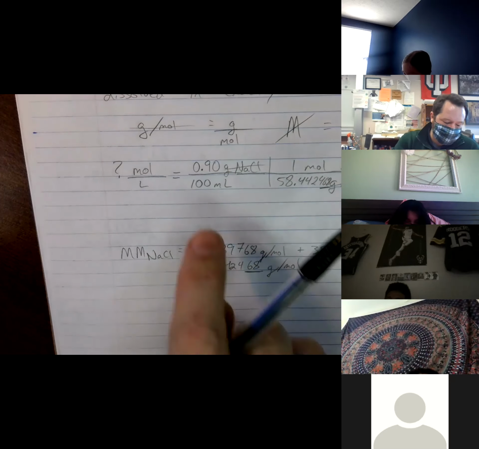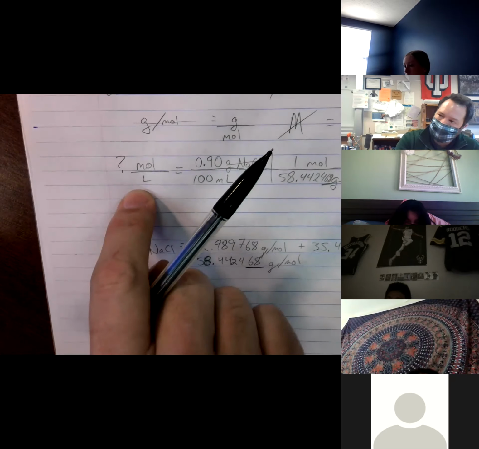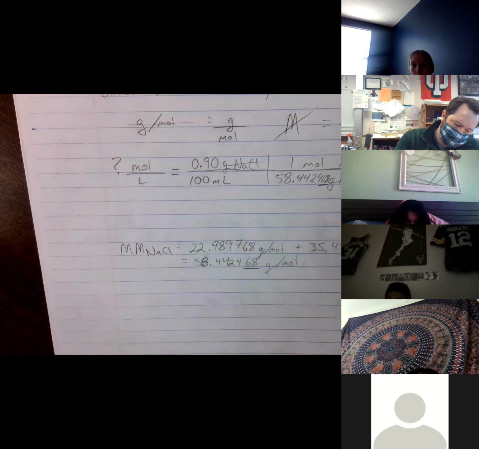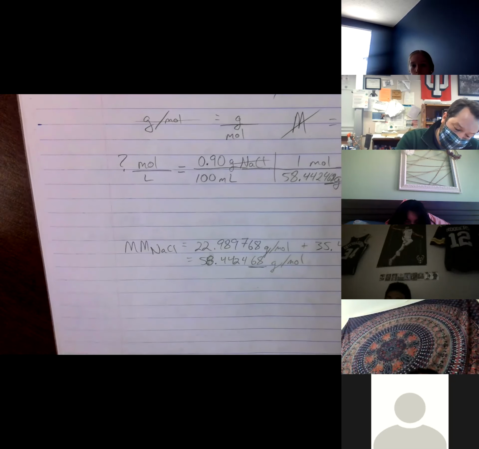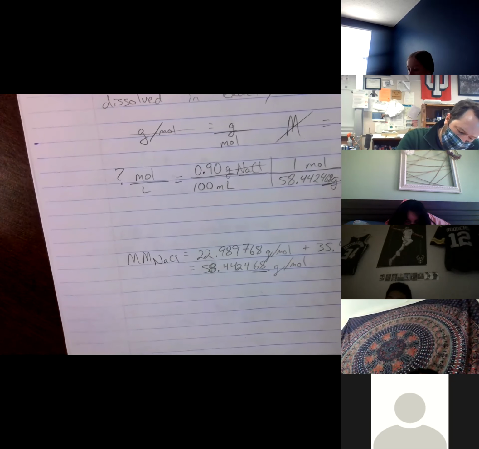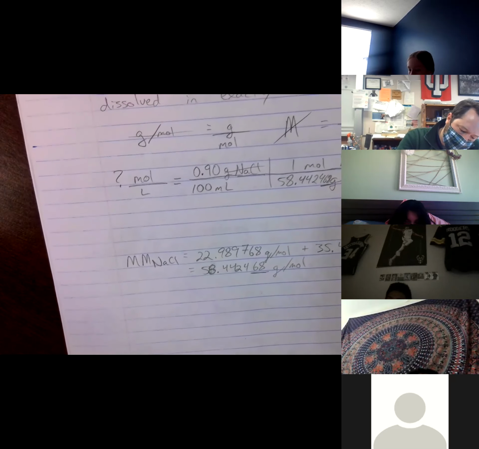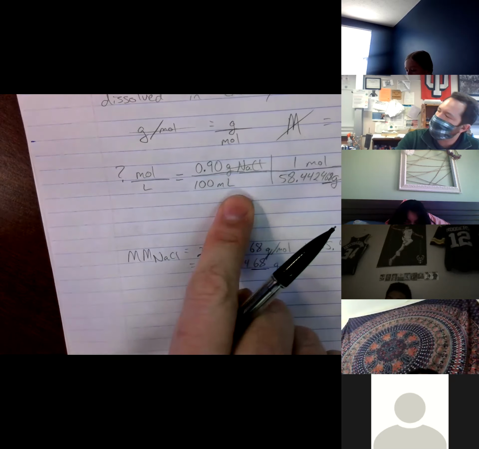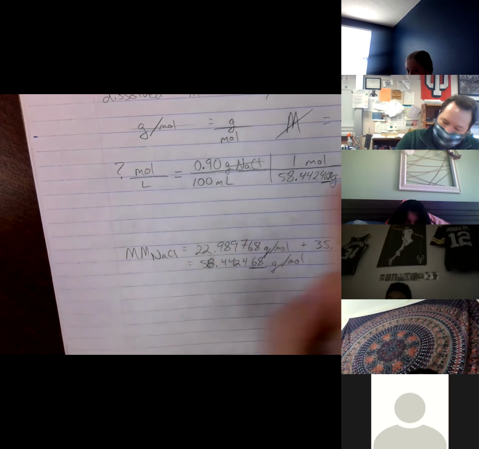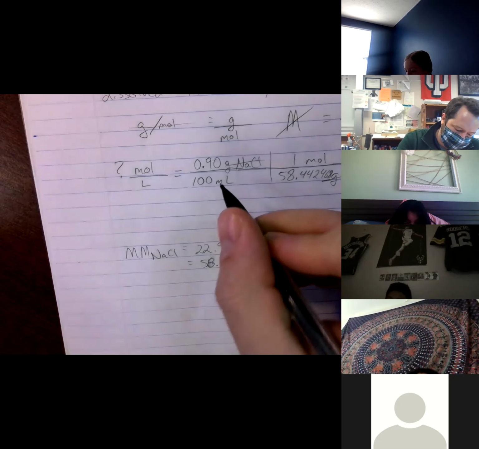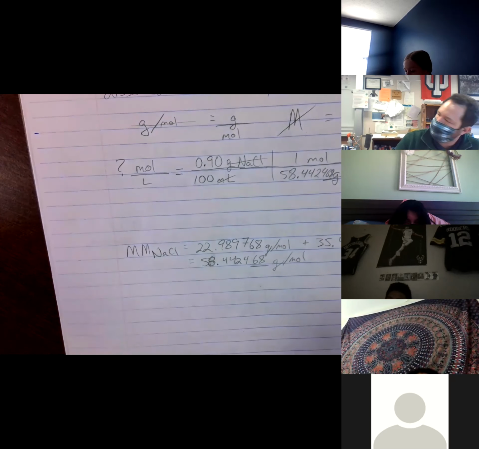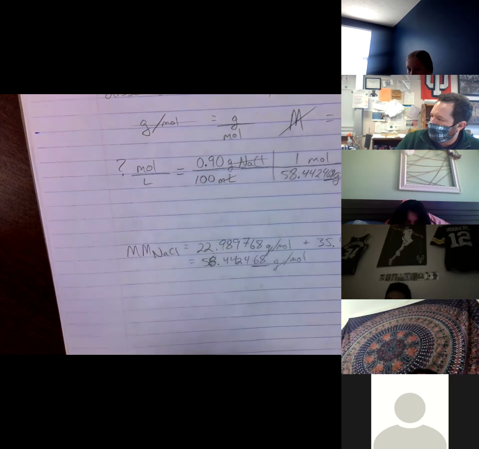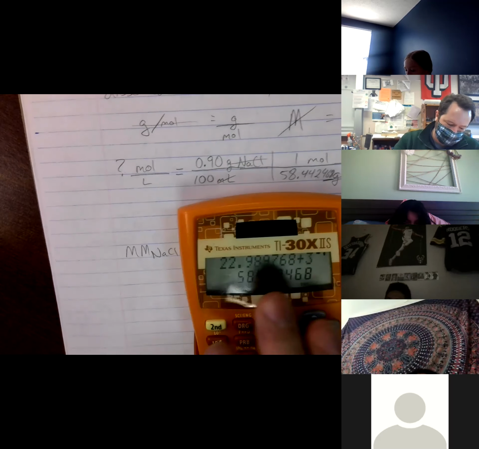Now I need to do the other step where I go milliliters to liters. And I think this one's pretty easy. We should all have that memorized. There are 1,000 milliliters in 1 liter. And I need to get milliliters on the top because on the bottom here, now it's going to cancel out. I've got liters on the bottom, moles on top. Time to solve.